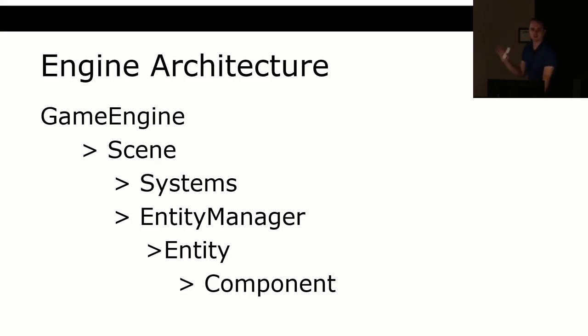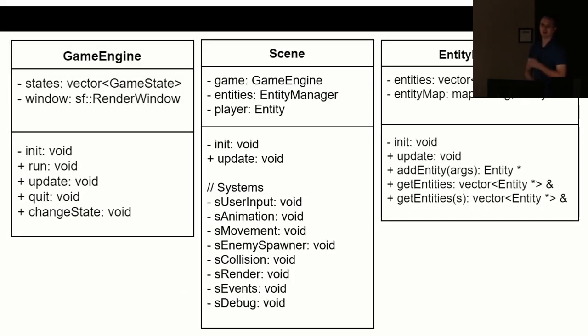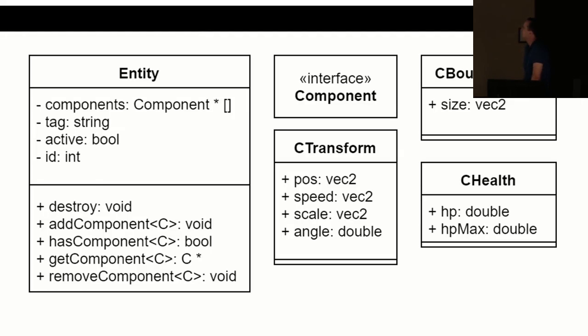So this is the architecture that we'll have. It's really simple, really intuitive, and I think you'll get along with it. And we have class diagrams and all that kind of stuff. I'll get into this more when we actually do the assignments, but they're pretty simple. For example, our systems will have user input, animations, movement, enemy spawner, collision, rendering, events, all that kind of stuff. We'll have systems for all that. And then our entities will eventually have functions like, we can destroy an entity, we can add a component, we can get a component, we can remove a component, we can tell whether or not it has a component.